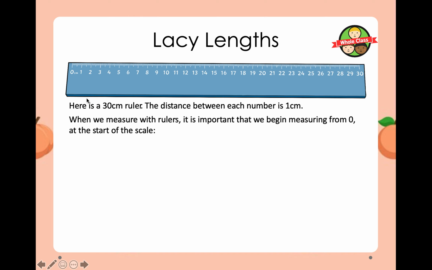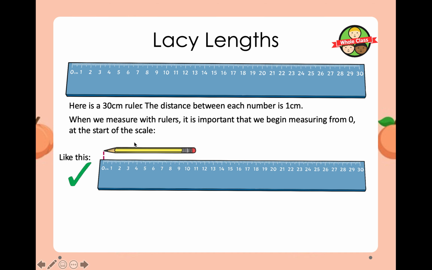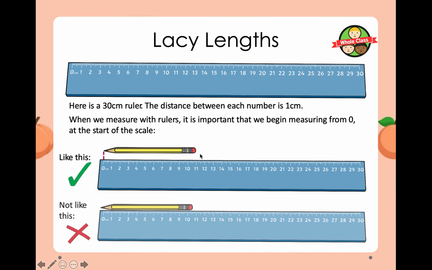When we measure with rulers, it is important that we begin measuring from 0 at the start of the scale. So whenever we measure something, we need to start here at the 0, to make sure that our measurement is correct. Like this. We have a pencil over here. We need to put the tip of the pencil in line with the 0. This will give us an accurate measurement of how long our pencil is. We cannot put the pencil at the beginning of the ruler because we will get the wrong answer.